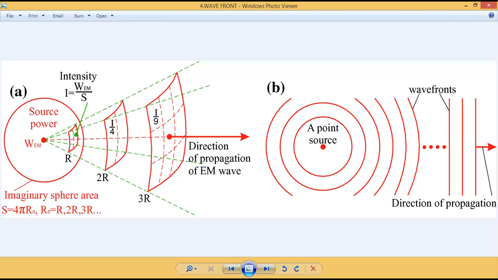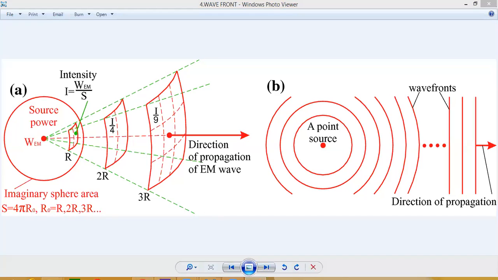We have one, say for example, you assume that you are having one isotropic source. Yes, sir, audible? Audible and screen visible? Yes, sir. Yes, okay. You are having an isotropic source like this.